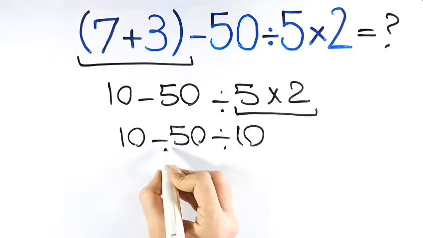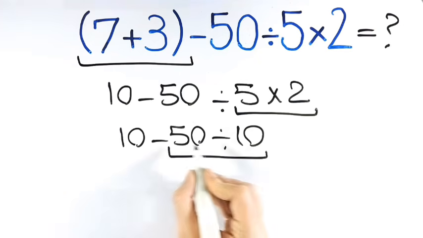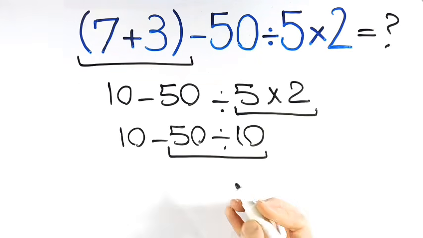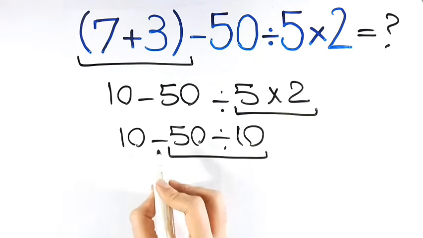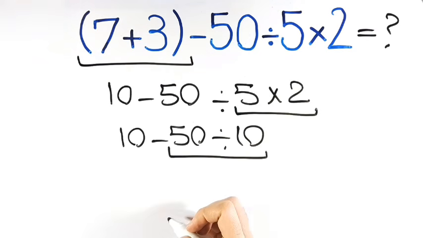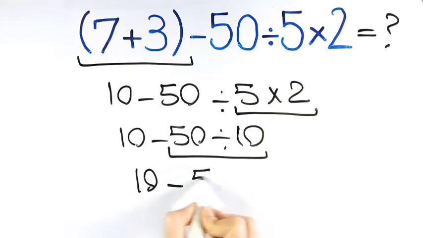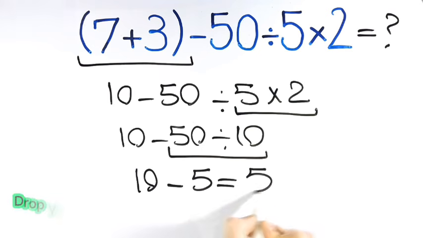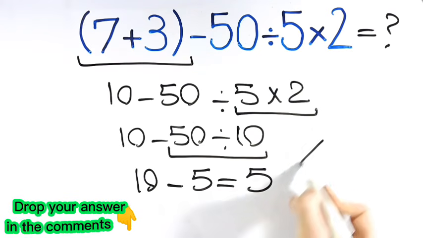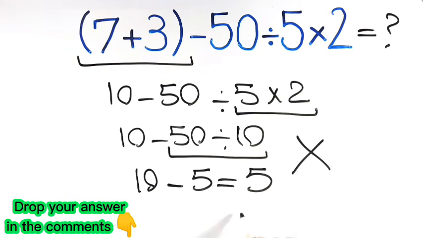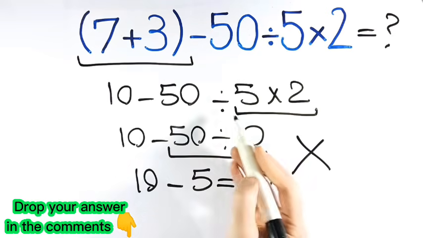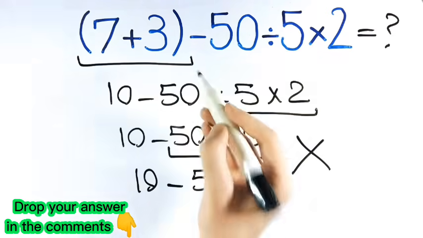And the final step, they go for the division between 50 and 10 because they think division has a higher priority than subtraction. So, they rewrite this expression as 10 minus 5, which finally gives them the answer 5. However, it's not the correct answer to this question. Alright, now let me show you how to solve this expression properly.